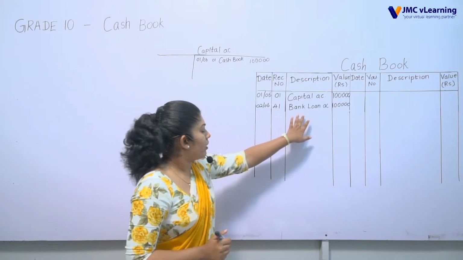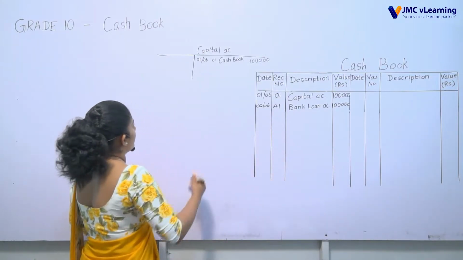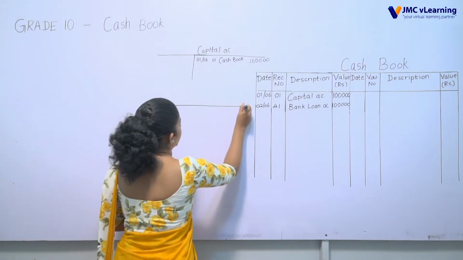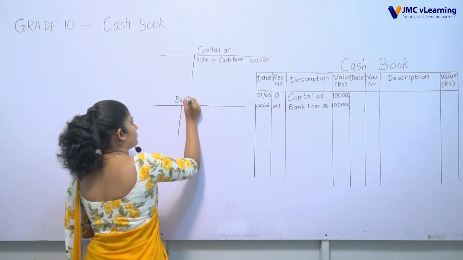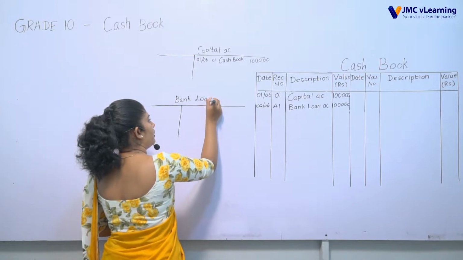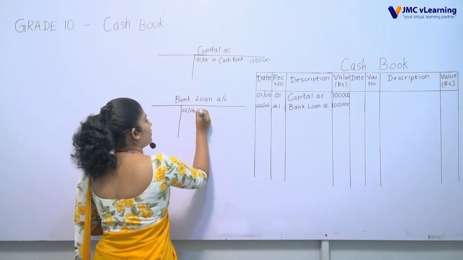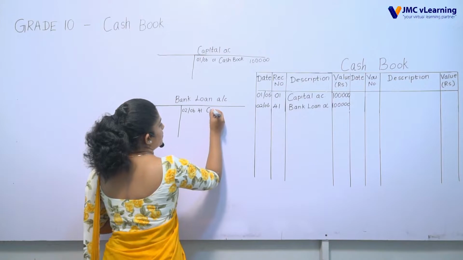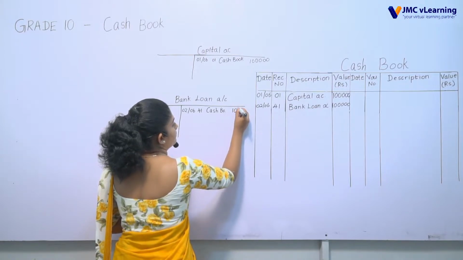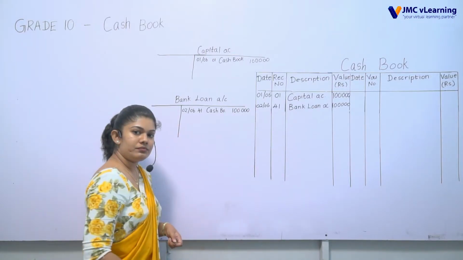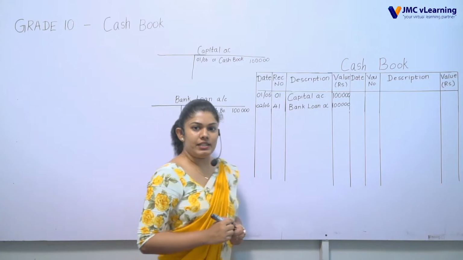Then, for the bank loan account, we have to open up another account. We have already opened up the capital account. Now we are opening up the bank loan account. Bank loan account, 2nd of June, 41, cash book, 100,000. Just like that. I record it in the credit side because bank loan is a liability. Next transaction.